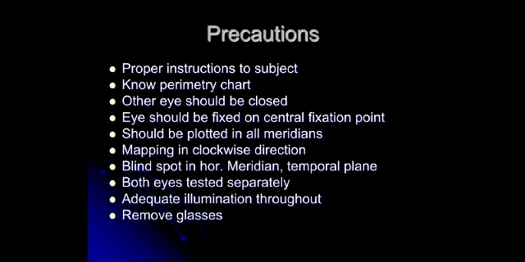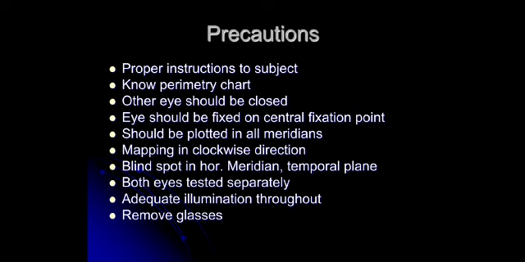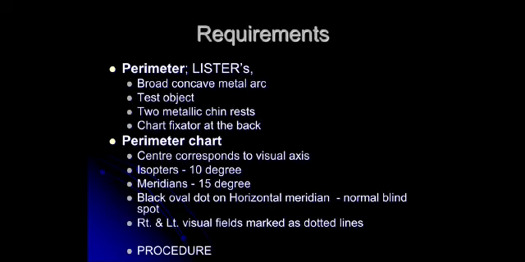The procedure is, the precautions were proper instruction to the subject. That means the procedure was: read the perimeter chart, give proper instruction to the subject, ask the subject to sit on a stool comfortably in front of the perimeter, arrange the perimeter in such a way that the concavity of the arc faces the subject, ask the subject to sit straight and rest his chin on one of the chin rests.